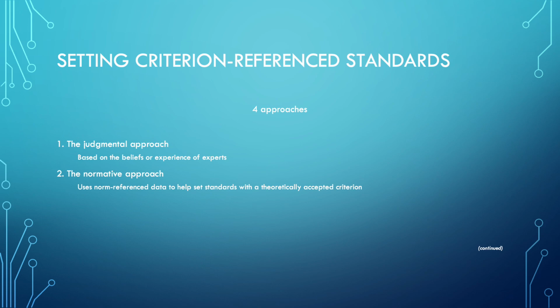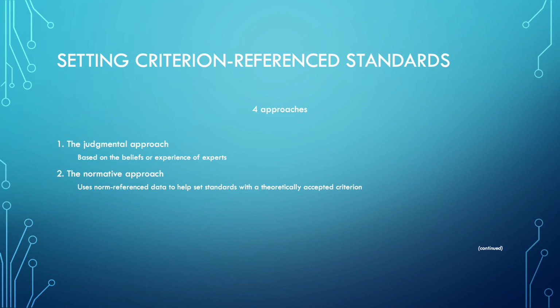So when we're setting criterion reference standards, there's 4 different approaches. We're going to talk about 2 of them here and then 2 of them on the next slide. So the first approach is the judgmental approach. This is based on the beliefs or experience of experts.